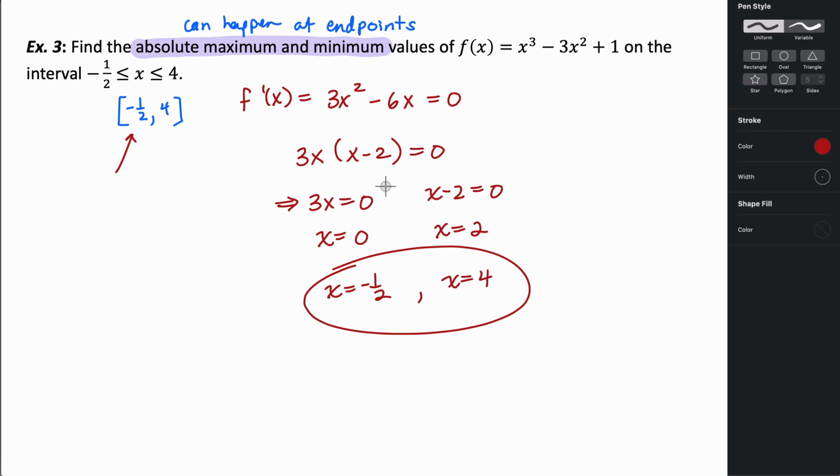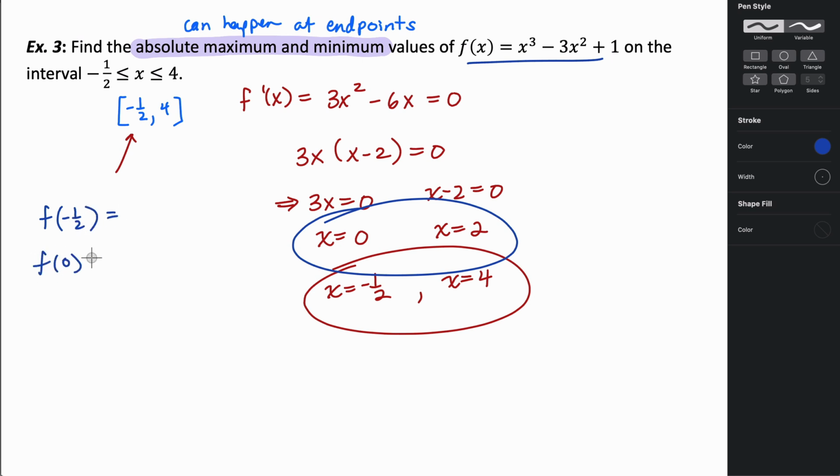Now remember, when we're talking about the value, it's the value in our original function. So how do we figure out which of these represents our absolute maximum or minimum values? Well, you just plug these 4 numbers into your original function and look at which one's the highest or the lowest, which one's the biggest or smallest value. So we're going to evaluate at -1/2, at 0, at 2, and at 4.